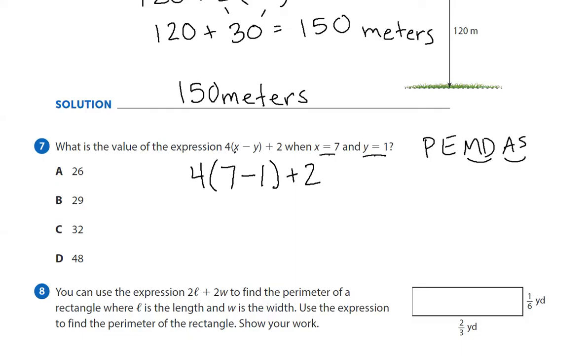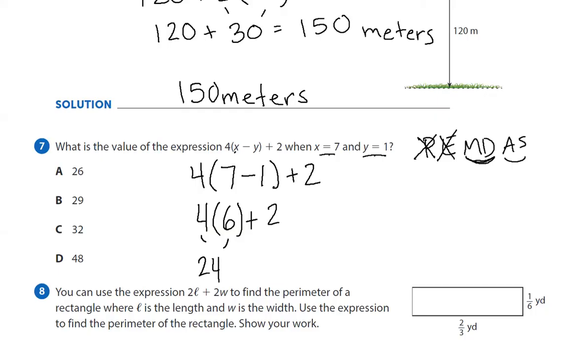So 7 minus 1 comes first. So I'm going to keep my 4 the same. And I'm going to do 7 minus 1 is 6. That's the first step, because that's the parentheses. Parentheses are done. There's no exponents. Now I do multiplication division. There's one multiplication step in here, because remember, when the numbers are touching the parentheses like that, that means they're multiplying. 4 times 6 is 24.